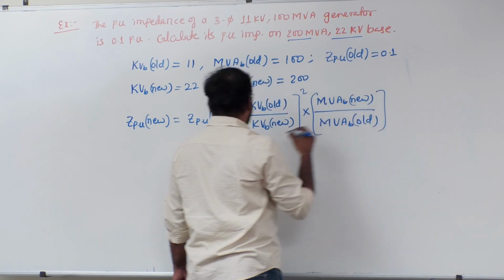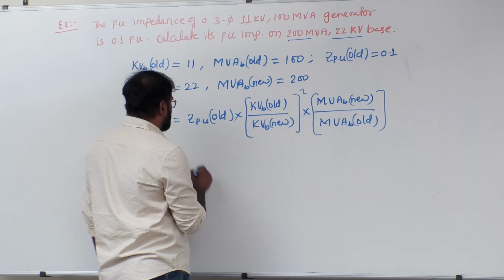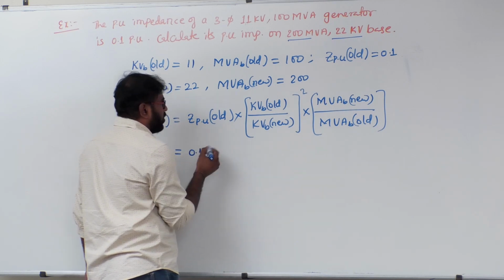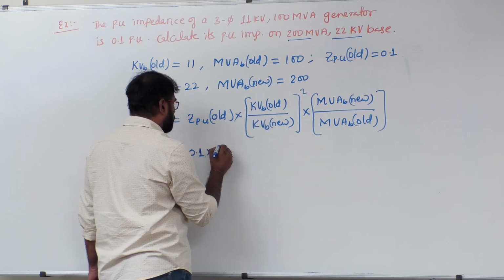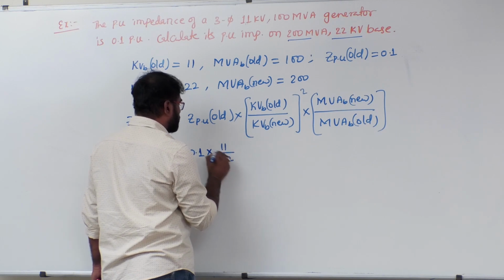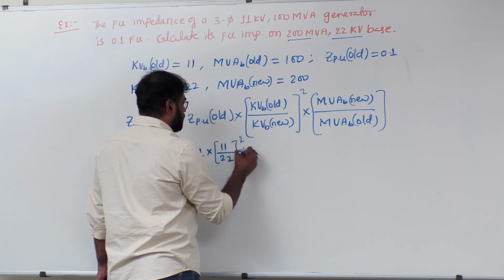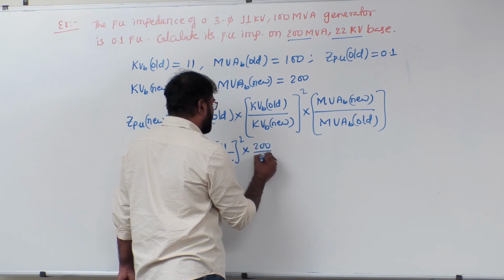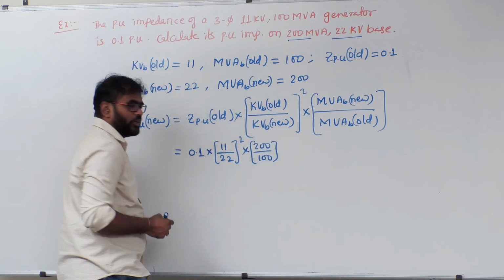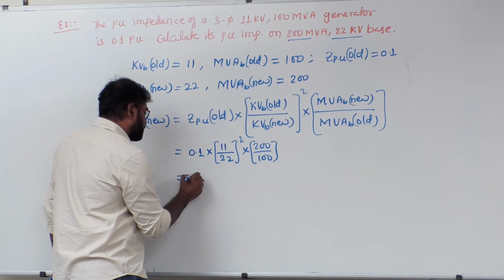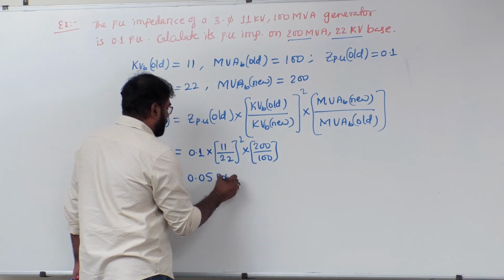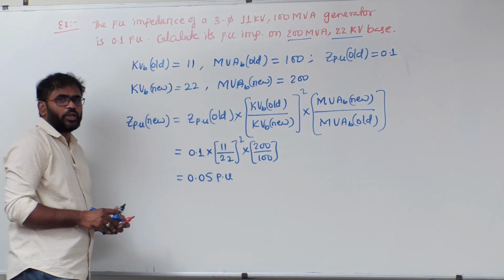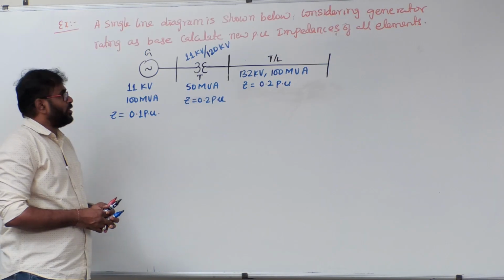So let's substitute, sir. Z per unit old is 0.1. kVB old is 11, kVB new is 22, and MVAB new is 200, MVAB old is 100. So if I solve this, we get 0.05 per unit. That is the new per unit impedance.